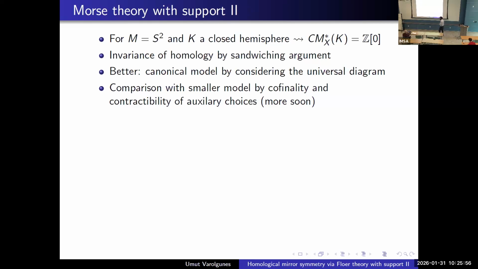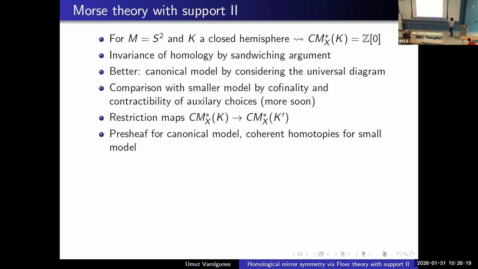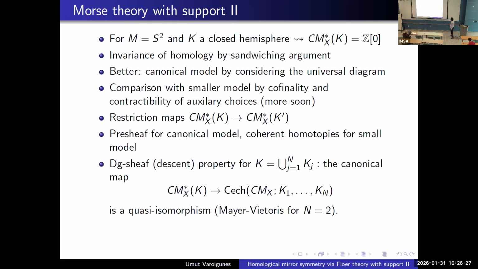Yes, so I have restriction maps. If you use this big model, you obviously get maps, and it's just a strict presheaf. If you use the smaller models, you have to cook up homotopy coherent diagrams to get maps, and it's some kind of DG sheaf where you have to have homotopies. And it satisfies this kind of Mayer-Vietoris property.